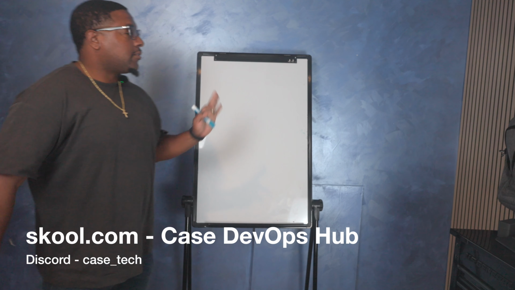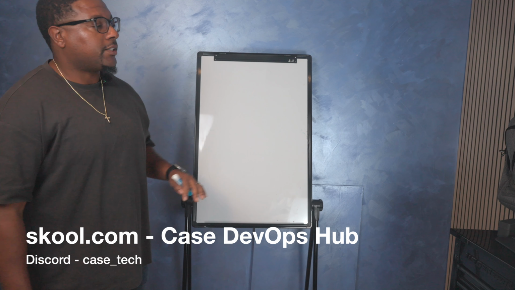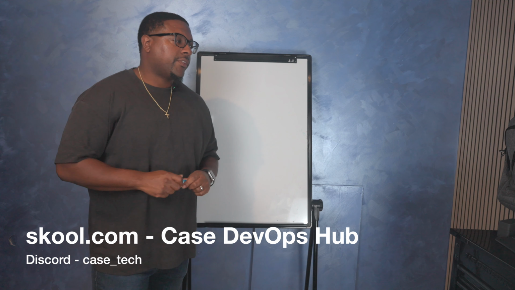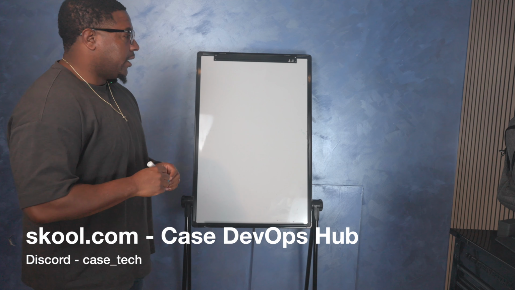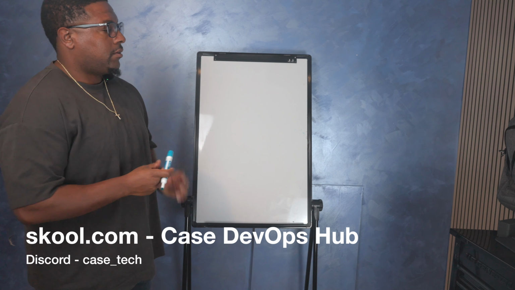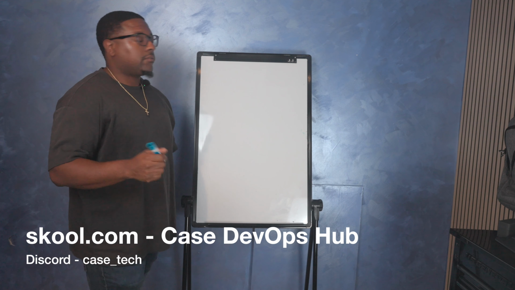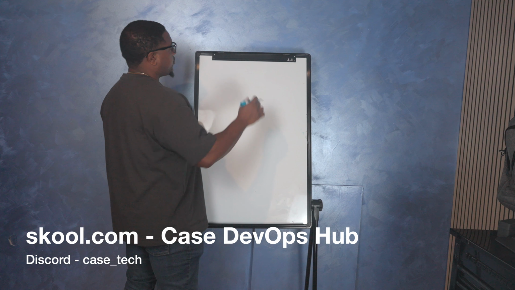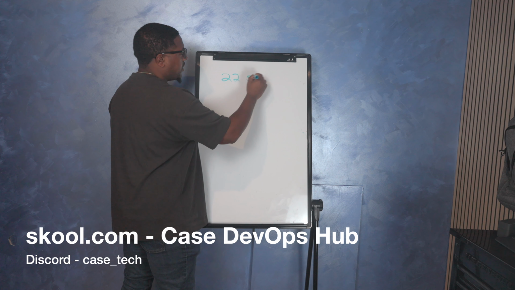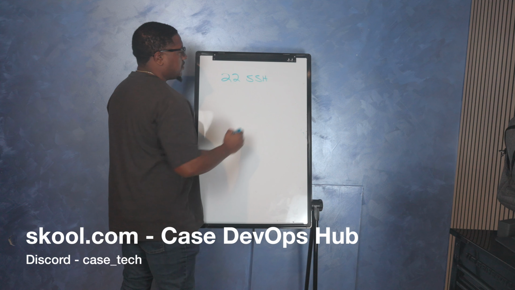All right, I'm going to tell you about a few ports that you should be concerned with and that are common ports that you should know. I'm going to go ahead and start. So we're going to say port 22 for SSH.